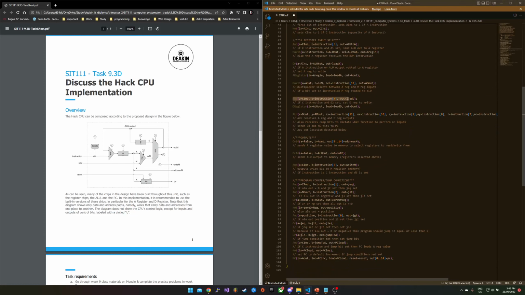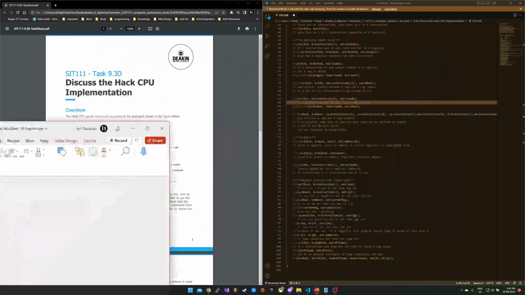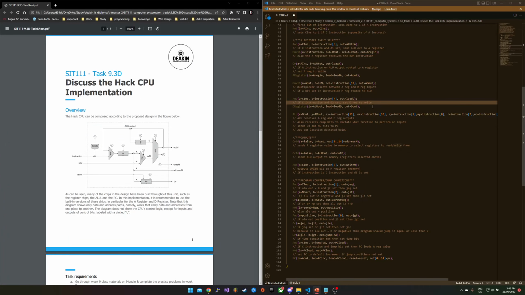Moving on, we've got another AND gate here. And this is just checking, again, the destination bits of that instruction. So if it's a C instruction, and that D2 bit is set in that instruction, this bit right here, and we just look at that, that means that the D register is a destination. So that will then set the D register to write whatever value it receives. And as we can see here, that will be that bit right there.